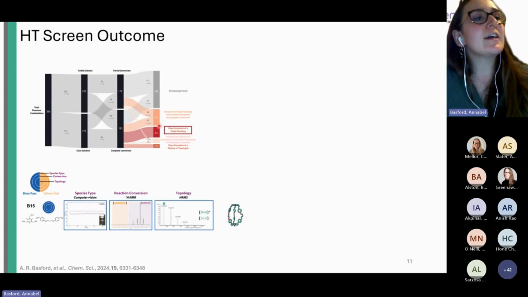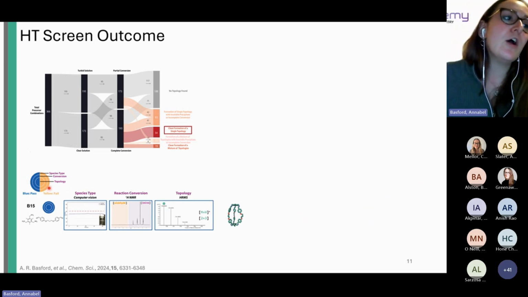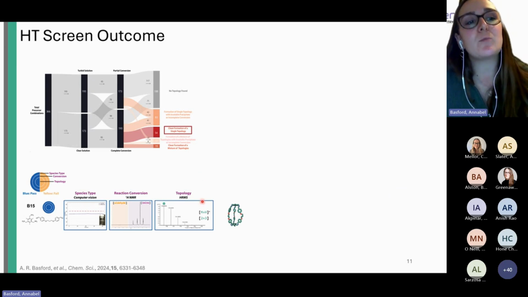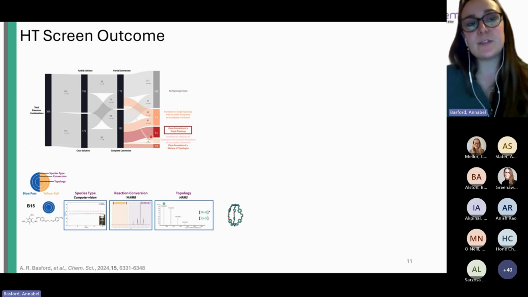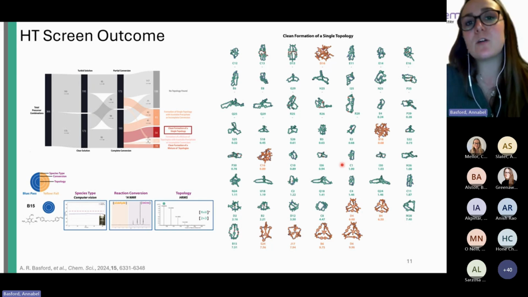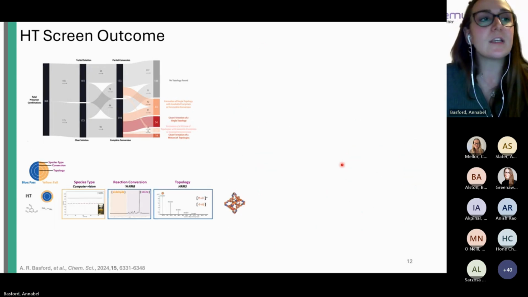So what this might look like is, say we have blue is pass and yellow is fail. We want to pass our species type, we want to pass our conversion, and we find one cage topology. And looking at this Sankey plot, we can see 54 cages or precursor combinations with this outcome, and we can see what these cages might actually look like from our computational models.